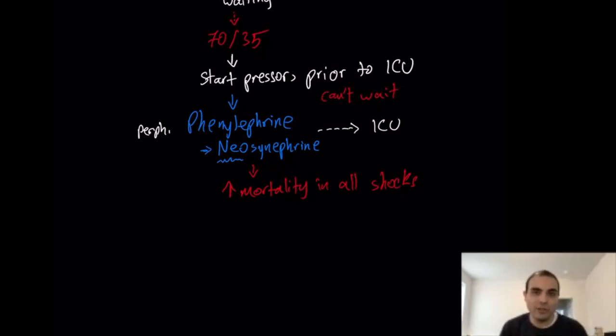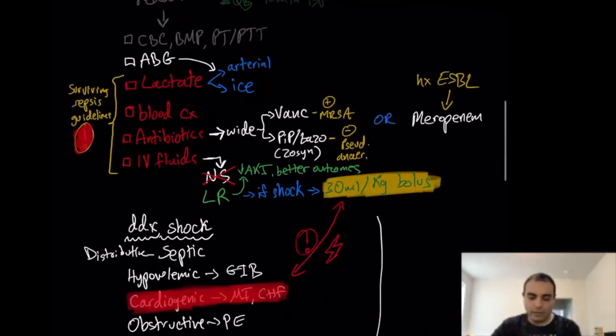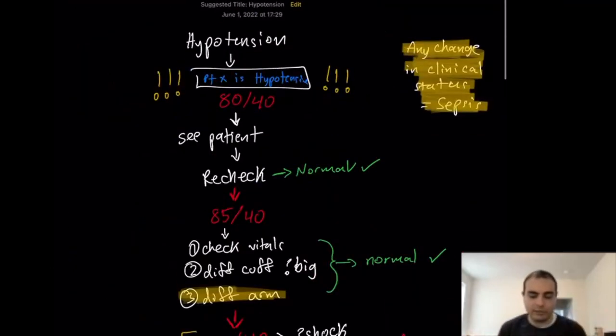It is only the choice when you're stuck. You can't do anything, the patient is still hypotensive, and you need to get the pressures up. So you might as well use it temporarily. Just think of this as a temporary measure. Sounds good? Any questions about hypotension? Okay, awesome.